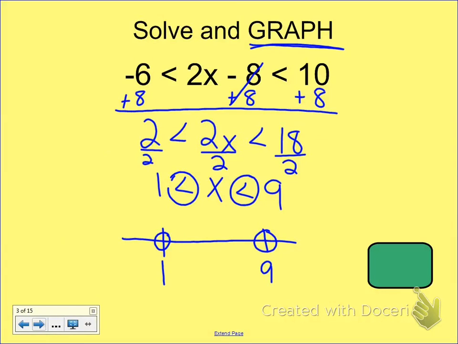Then we want all the numbers that are less than 9. So we're going to go to the left. And greater than 1, we're going to go to the right. So our answer is everything here in between the 1 and the 9. And that is your answer. Next problem.